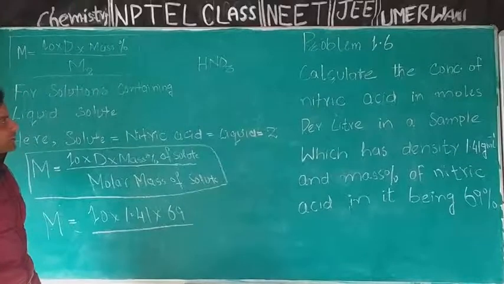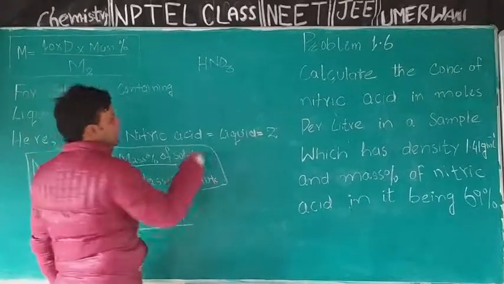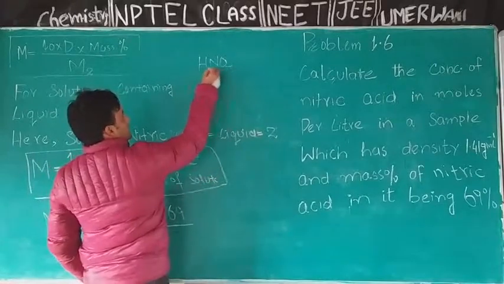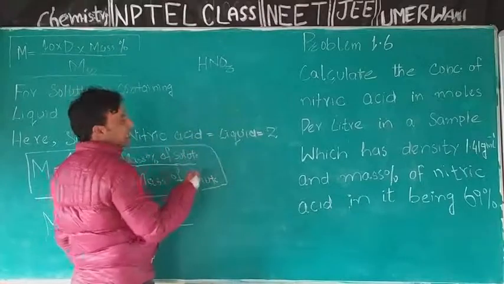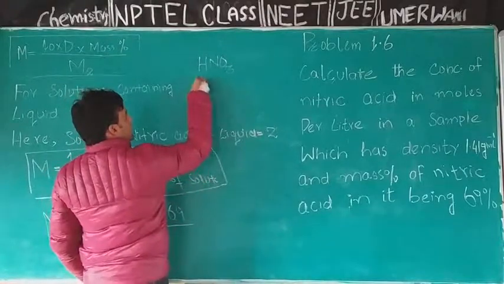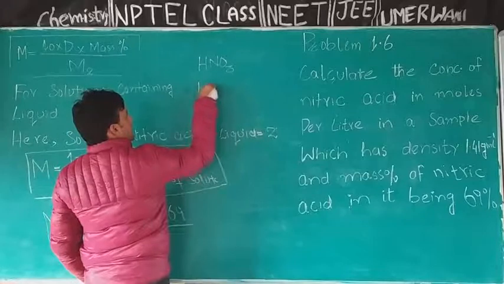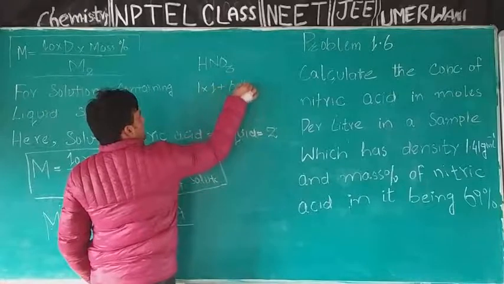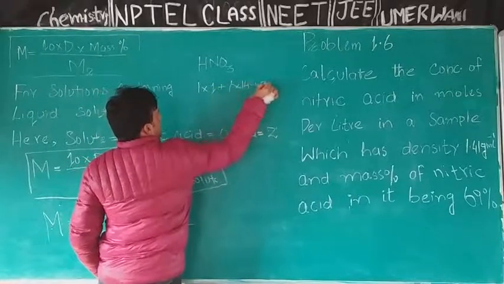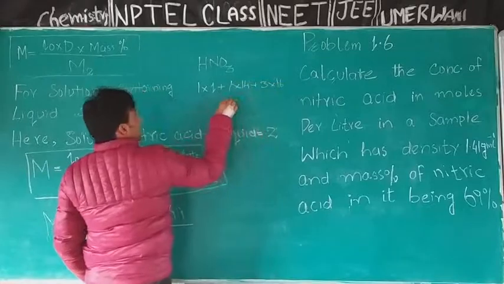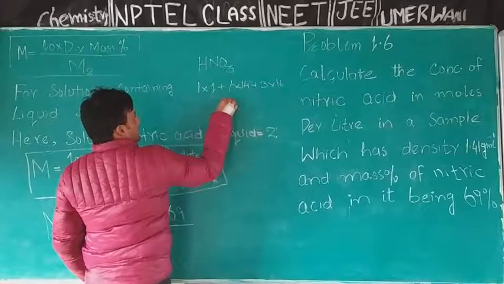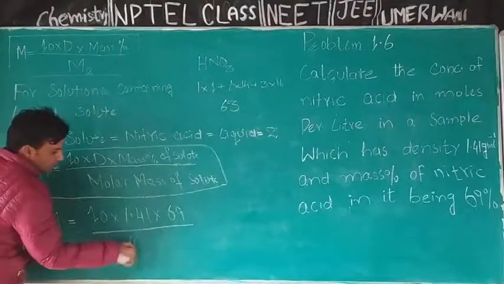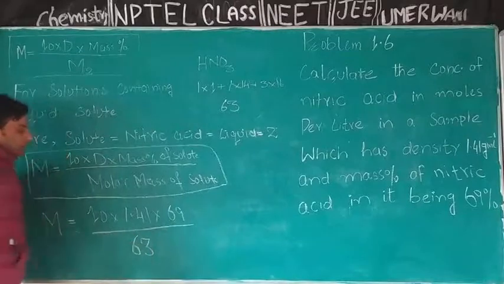It is a compound, so its molar mass will be equal to its gram molecular mass. If you don't remember its gram molecular mass, you can calculate it simply by adding the atomic mass of all atoms in it. So I will add the atomic mass of 1 hydrogen equal to 1, 1 nitrogen equal to 14, and 3 oxygen equal to 16, and it comes equal to 63. Molar mass of nitric acid is 63.